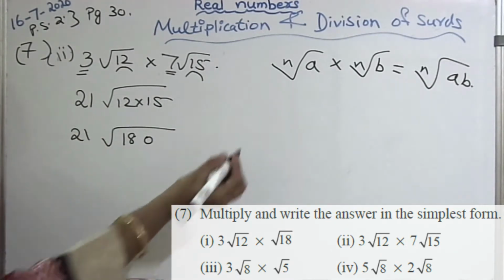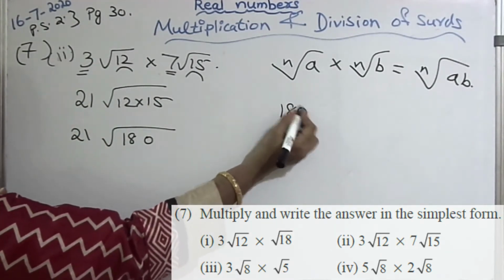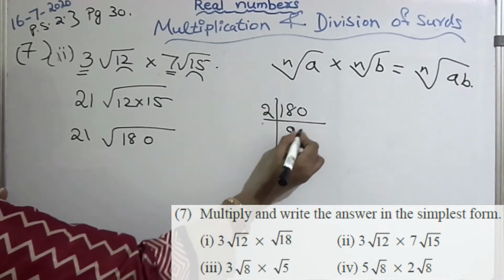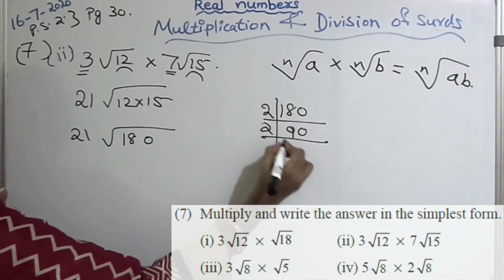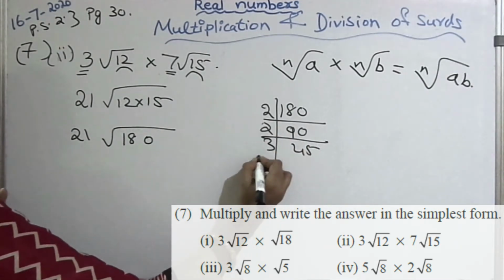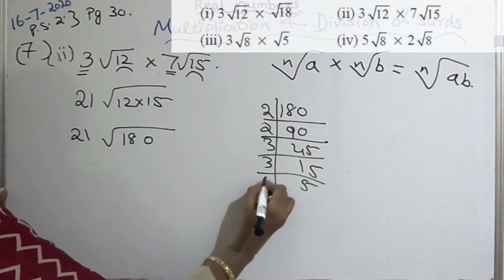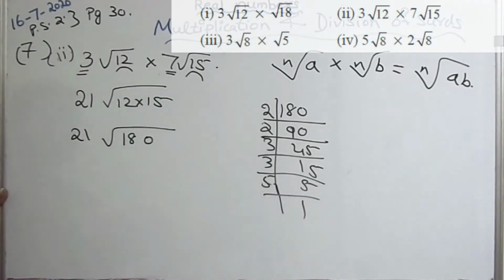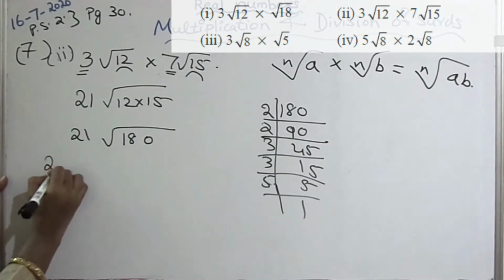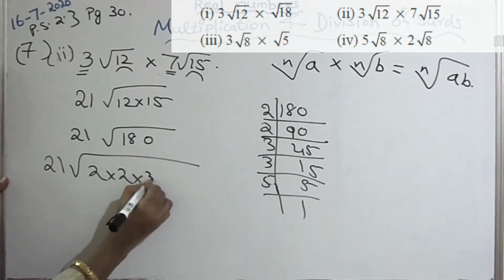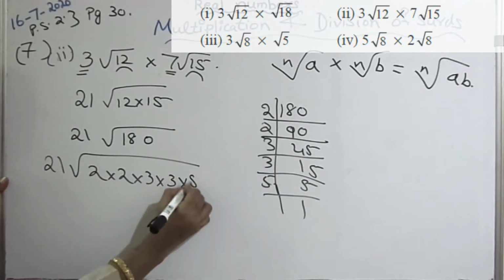First find the factors of 180. Which is the smallest number which goes? 2. 2 90s are, 2 45s are, 3 15s are, 3 5s are, 5 1s are. So you get 21 root of 2 into 2 into 3 into 3 into 5.